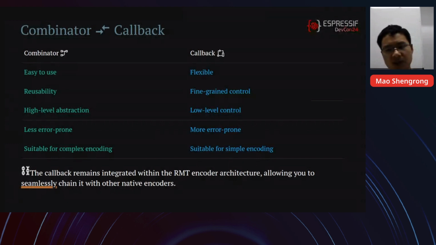Generally speaking, combinators are well suited for complex encoding tasks where composition and abstractions are critical. Callbacks are ideal for simpler encoding needs, especially when precise control is necessary. By the way, the callback encoder is still integrated within the RMT encoder architecture. You can even chain the callback encoder with other native encoders.